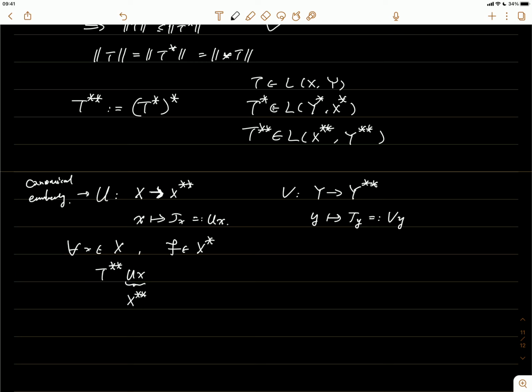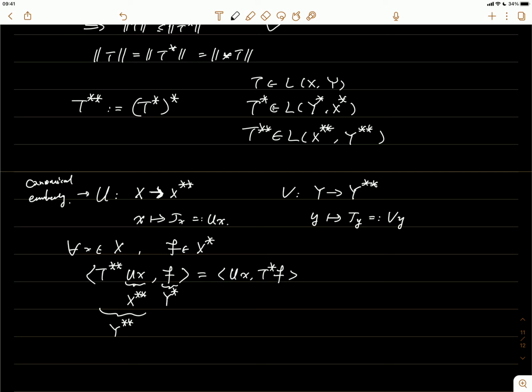When I apply this, after the mapping it will be in Y double star, so it can be applied to something in Y star, which is what I have here. So this makes sense. And because T double star is the adjoint of T star, this is just U_x of T star f.